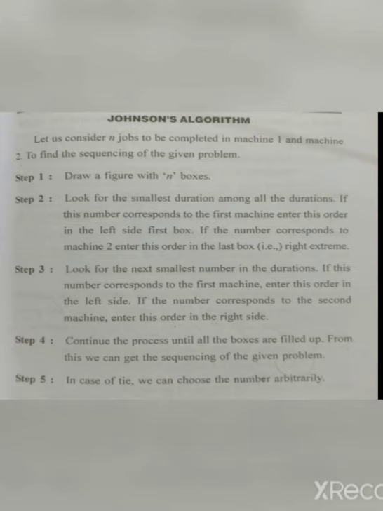Look for the next smallest number in the duration. If the number corresponds to the first machine, enter this order on the left side. If the number corresponds to the second machine, enter this order on the right side.